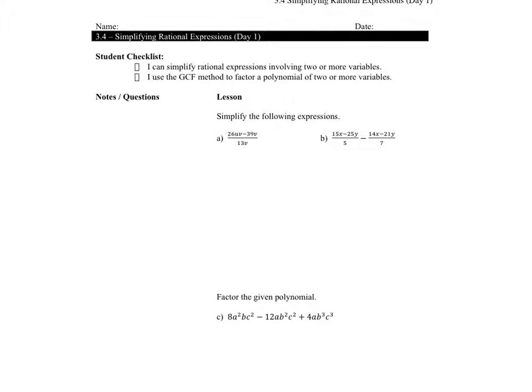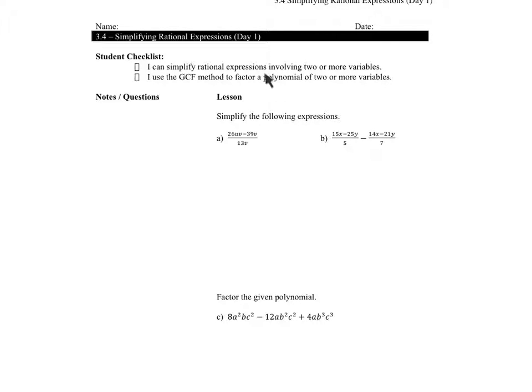All right, guys, this lesson is going to feel a little like review, but you're going to be dealing with more complex expressions than you've dealt with in the past. So at the end of the lesson, you should be able to simplify rational expressions involving two or more variables. So rational meaning a fraction. So we've got some sort of ratio of one thing to another. We've got a fraction here.